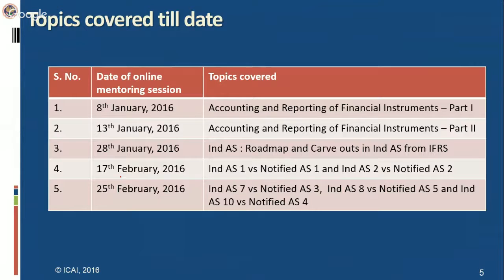The first mentoring session in February, on 17th February, covered Ind AS 1 and Ind AS 2 and their respective differences with the respective notified existing accounting standards. On 25th February, we covered Ind AS 7, Ind AS 8 and Ind AS 10. So till February, we have covered 5 Ind AS.